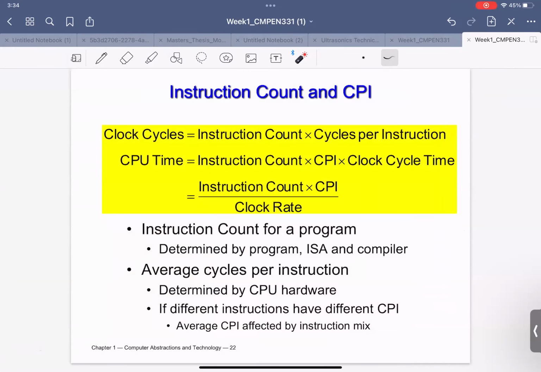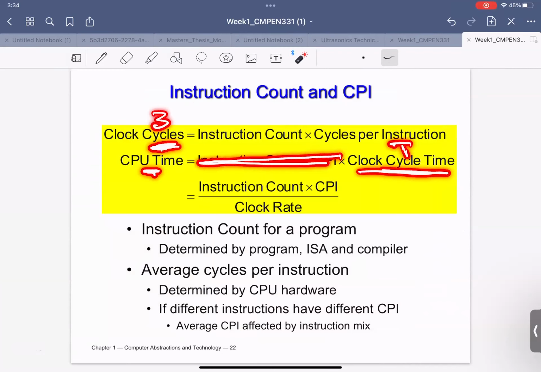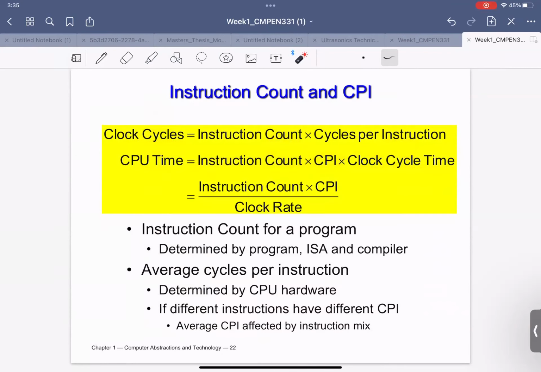So as I mentioned, we need to go a little bit deeper into how I can calculate the clock cycles. We have already indicated that the CPU time is equal to the clock cycles multiplied by the clock cycle time. It was 3 multiplied by T. So assume that there is nothing here. This is just 3 multiplied by T. But how will I know that this is 3, or 4, or 5, or whatever the number is? How can I know that?